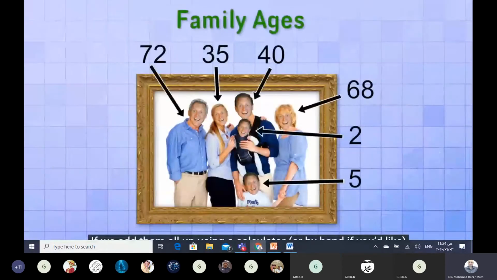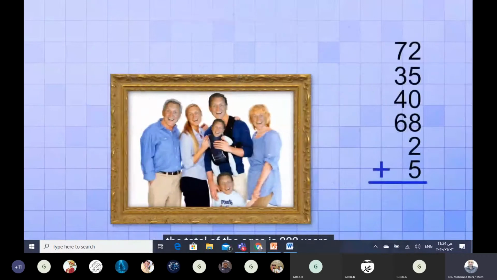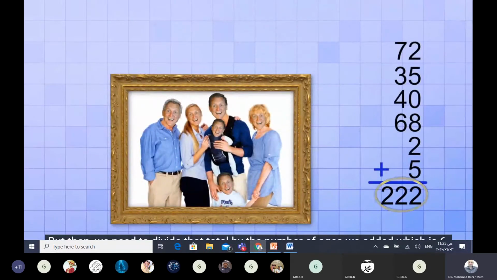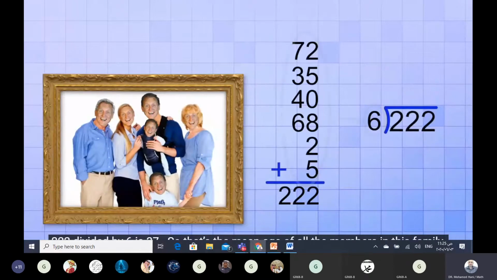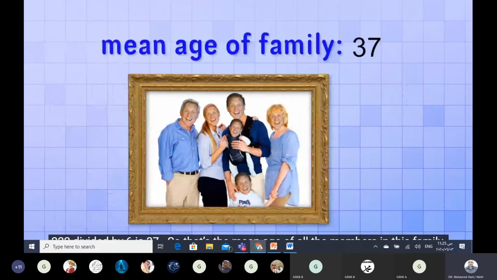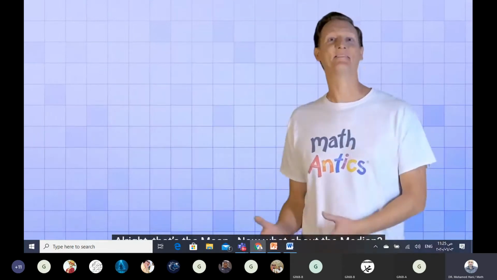If we add them all up using a calculator, or by hand if you would like, the total of the ages is 222 years. But then we need to divide that total by the number of ages we added, which is 6. 222 divided by 6 is 37. So that's the mean age of all the members in this family.